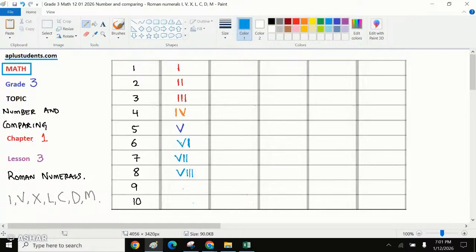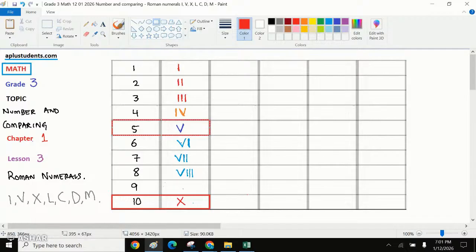For 9, we cannot write V1111. Whenever we are breaking in 5s and 10s, for 9 we will look at 10. Let's look at how 10 can be written. A 10 is denoted by an X. I'll highlight what is very important for us. This is very important.